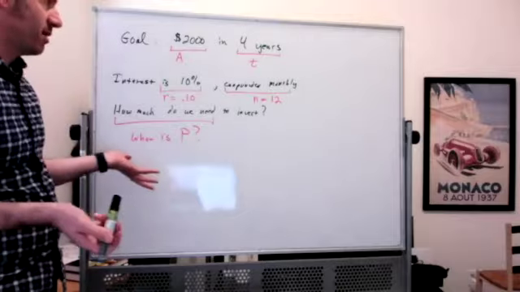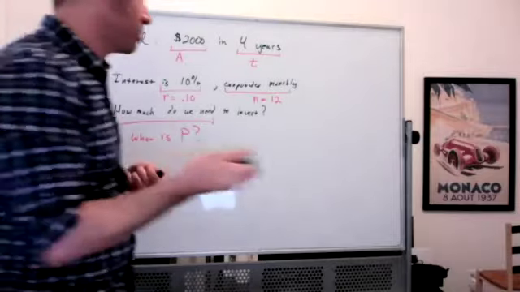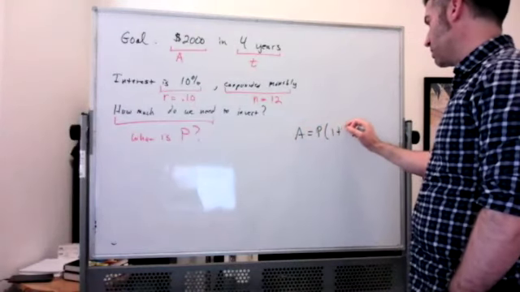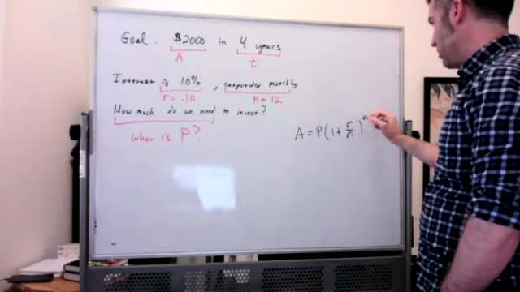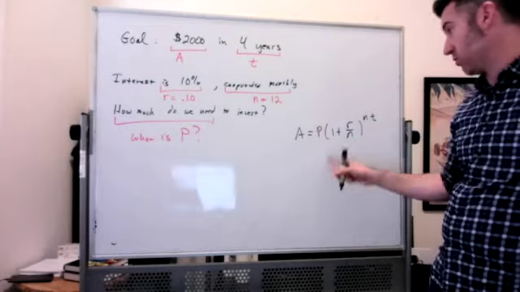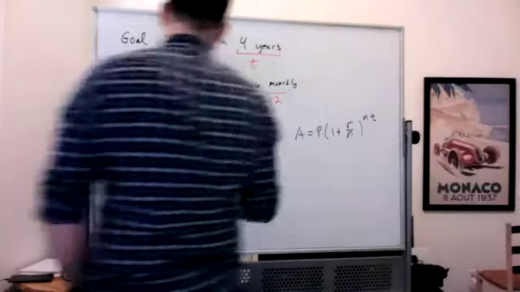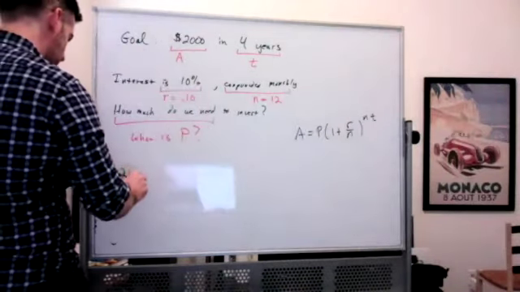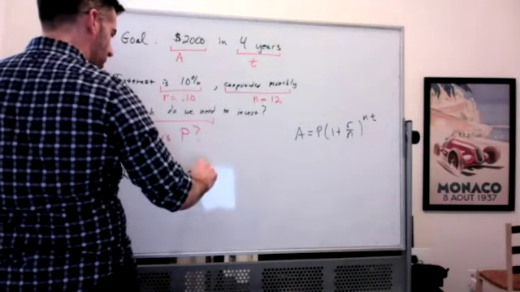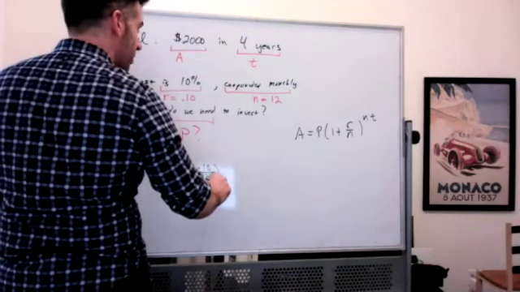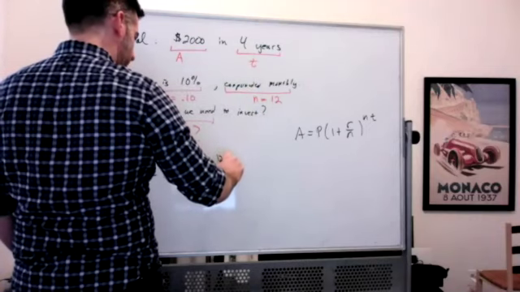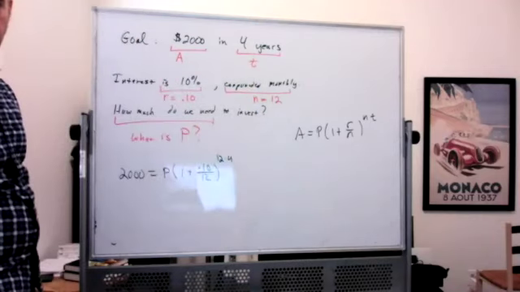So since we're compounding more than 1 time per year, we know we're using the formula A equals P times (1 plus R over N) to the NT power. We're just going to throw all the things we know in and try to solve for the one thing we don't. So we're trying to solve for P. We've got 2,000 equals P times (1 plus 0.10 divided by 12) to the NT, so 12 times 4 power.